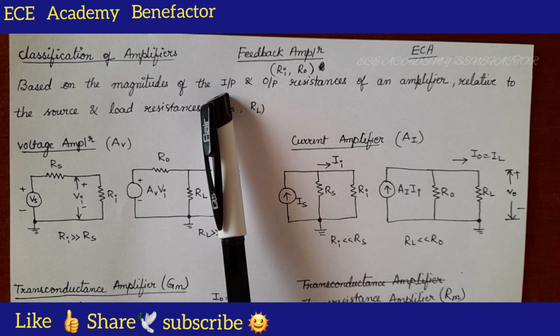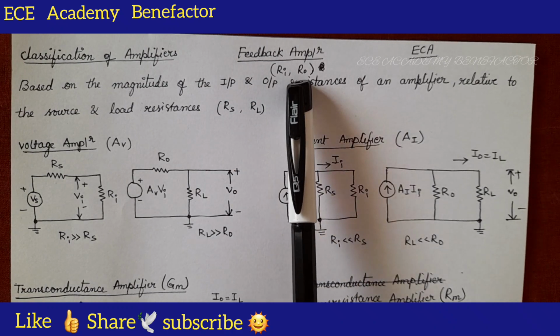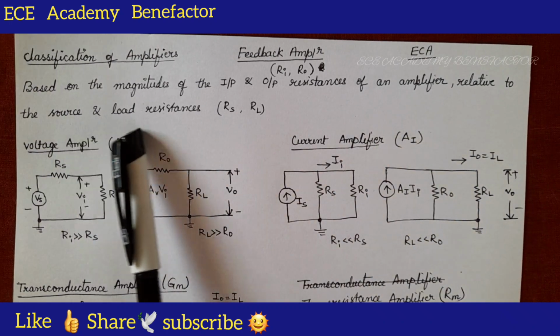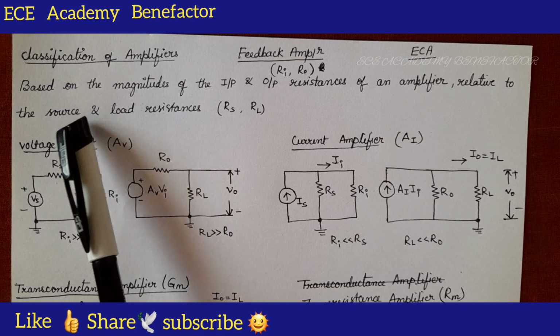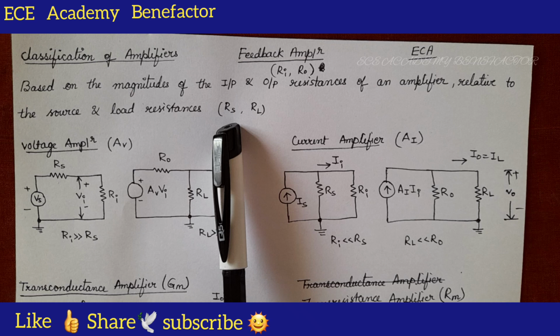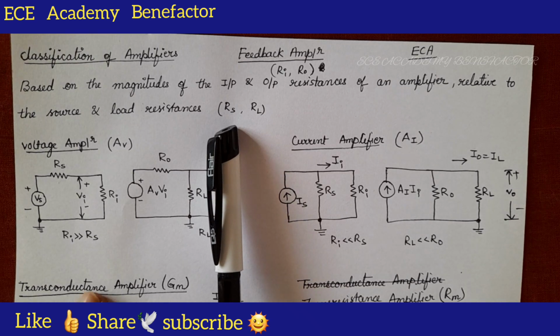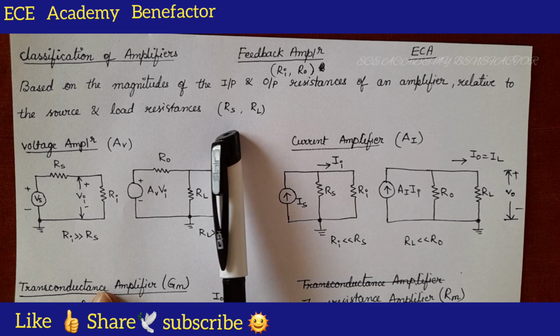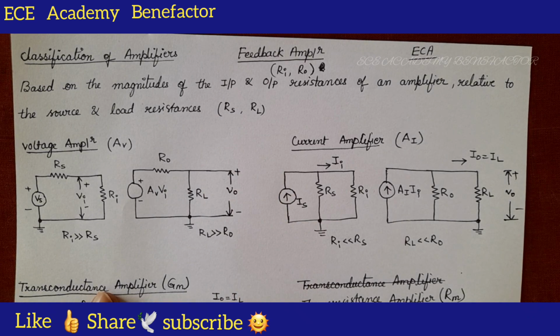So, based on the magnitude of Ri and R0 of an amplifier relative to source and load resistances. Source resistance is represented by Rs, load resistance is represented by RL. So, the classification of amplifier is based on the magnitude of input output resistances of an amplifier relative to source and load resistances. In this class we will be understanding how to remember and draw each amplifier.